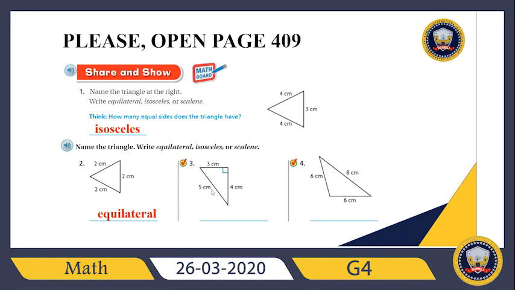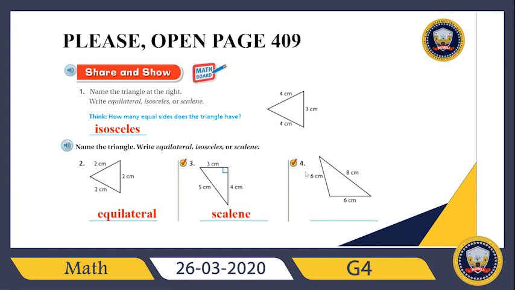When I check the sides, I can see each side has different lengths. In this situation, if there are no sides of equal lengths, I will say this triangle is an example of a scalene triangle. Good job.